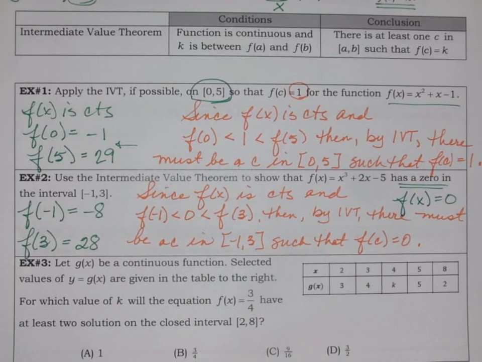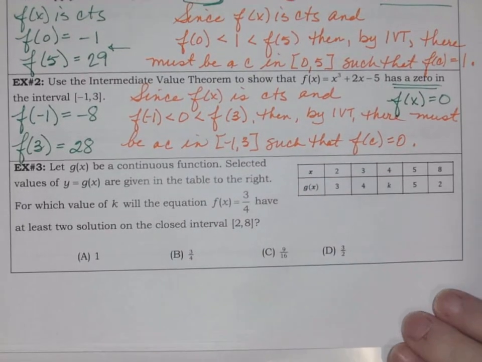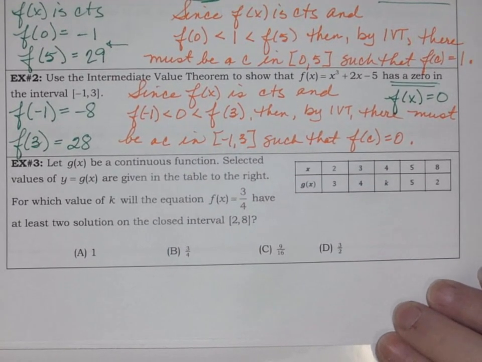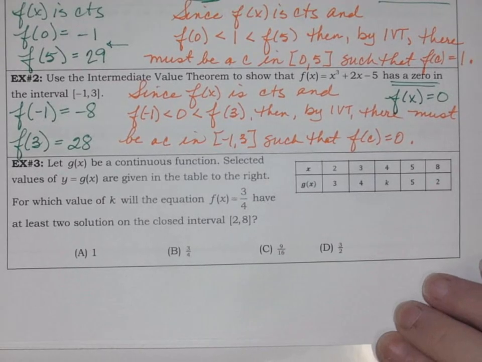Just memorize the way it needs to be written. All right, number 3, it says let g be a continuous function. Selected values of y equals g of x are given in the table to the right. For which value of k will the equation f of x equals 3/4 have at least 2 solutions on the interval from 2 to 8?